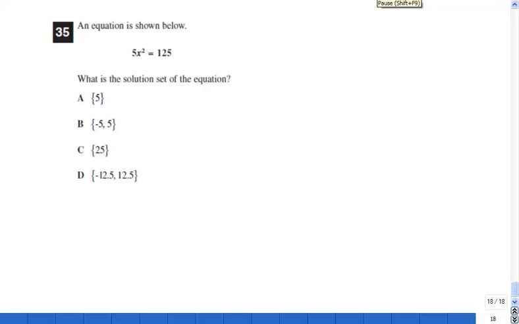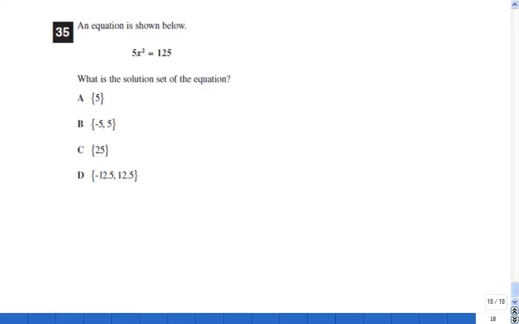Hi guys, we're back talking about the high school proficiency exam, a real problem from a previous year's test, and a simple problem at the same time. This is a simple quadratic equation. As you can see, you have to solve for x and determine which one of these options A, B, C, D is the real solution.